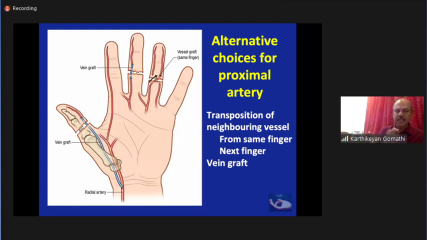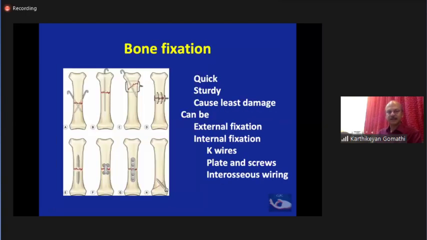There are two choices. If you don't have the corresponding proximal artery or the proximal vein, you can either transpose it from the neighboring area. You can get it from the cross finger. You can take it from the same finger. You can take the contralateral, the other side digital vessel artery, or you can put a vein graft, or you can take the artery from the thumb and put it for the index, and from the index and put it for the thumb. You can borrow the artery from the proximal artery from the adjoining finger, or put a vein graft.